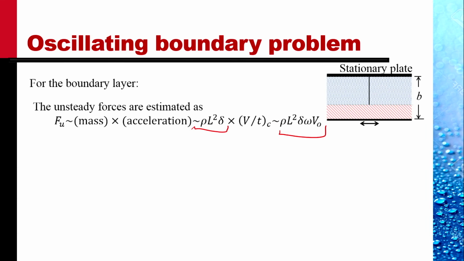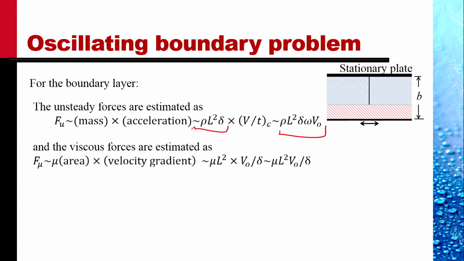The viscous forces are estimated as mu times the area on which the viscous forces act times the velocity gradient. Now viscous forces act on an area which is like L square, and now the velocity gradient is V naught divided by delta rather than V naught divided by b. And this gives us the viscous forces as mu L square V naught by delta. Delta is as yet unknown.